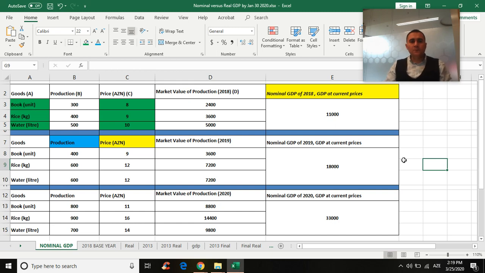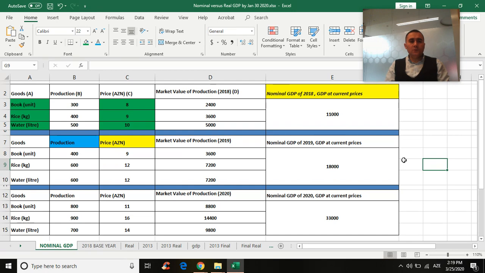Hi everyone. I know that currently you guys are busy with studying your midterm exams. So I want to just provide you a numerical example about the differences between nominal GDP and real GDP.